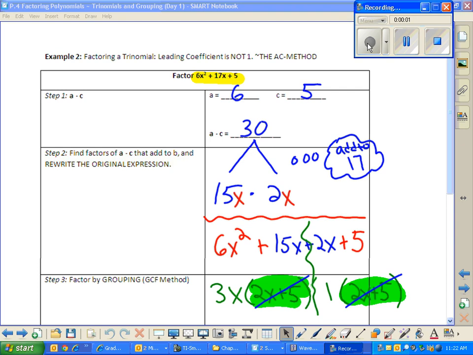Kind of copying this chart just a little bit to start off today's lesson. In the second example here, what we have is an example of AC grouping.